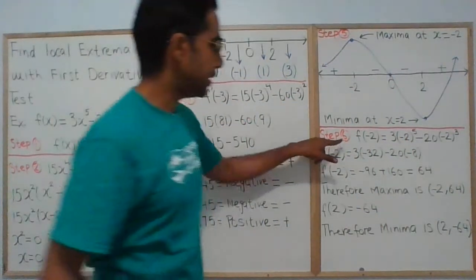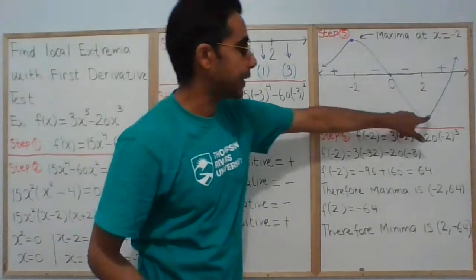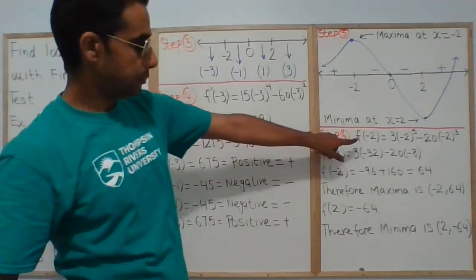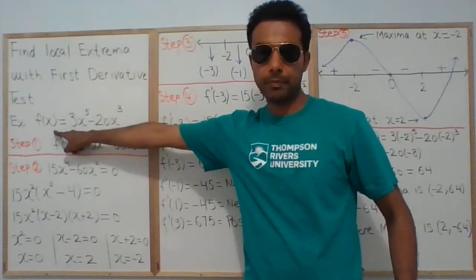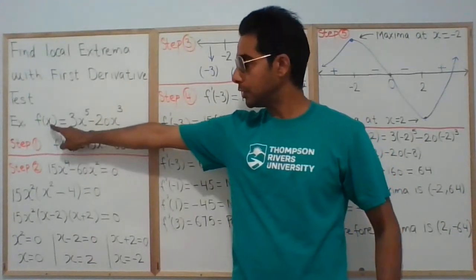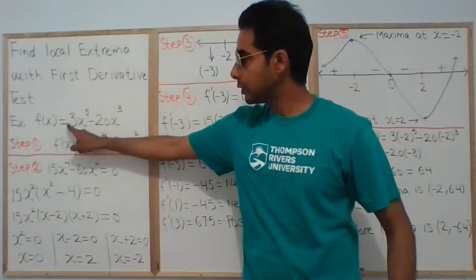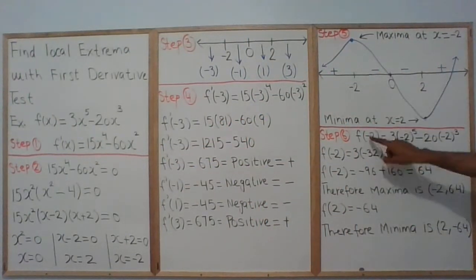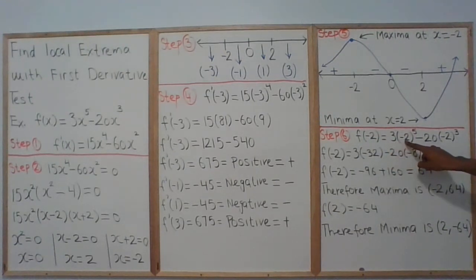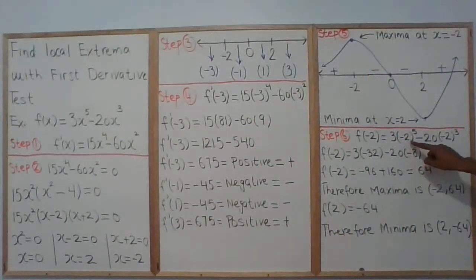Okay, now step 6. In step 6, we will try to find out what the y values of this and that point are. So what we will do, we will replace x by negative 2 in the original expression, not in the f dash x, but in the original expression. So we're going to go f of negative 2 equals 3 inside brackets, there will be negative 2 inside brackets exponent 5. So that's what I wrote here.